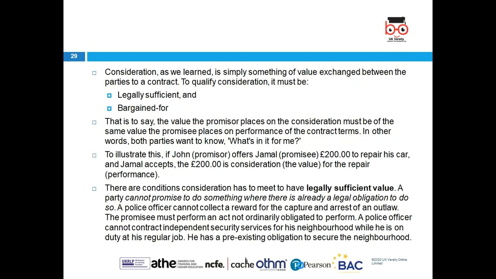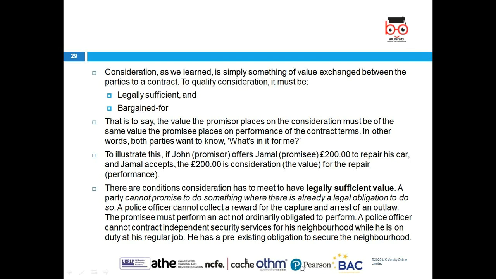So consideration we need to look at. We have some case law there. John promised an offer to Jamil, so we can look at this, to repair his car, and accepted. It is a consideration for the repair as a performance. The condition is that consideration meets the legality and has sufficient value.